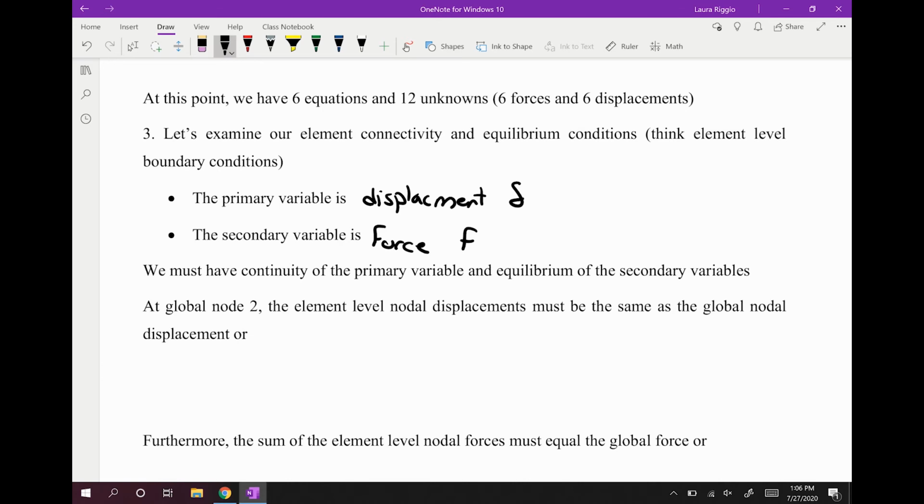So in our case, if we were to look back at our picture, our three springs connect at global node 2, which means that the displacement of spring 1 end 2, which is the end of spring 1 that connects to global point 2, has to be equal to the displacement of spring 2 end 1, because that's the end of spring 2 that attaches to point 2, which is also equal to the displacement of spring 3 end 1. Basically, I'm saying the points at which our springs connect, their overall displacement at that point has to be the same.